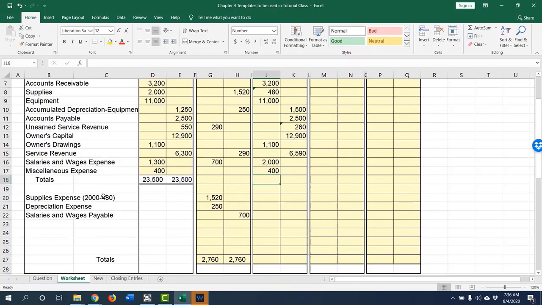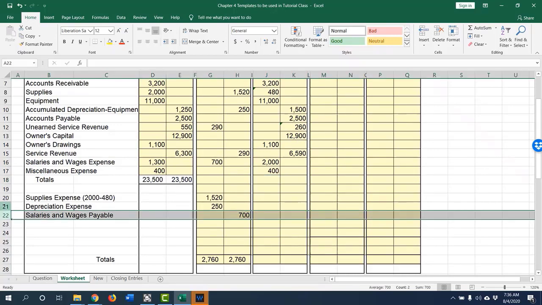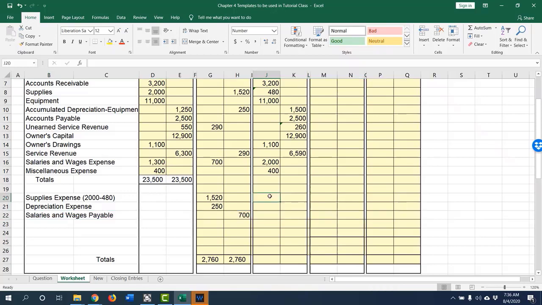Supplies expense. Remember that we have created new accounts because of the adjusting entries. So supplies expense didn't have any balance before. Now 1,520 was debited, so the supplies expense will have a debit balance. The debit side is higher because there is no credit here. So the supplies expense will have a debit balance of 1,520.